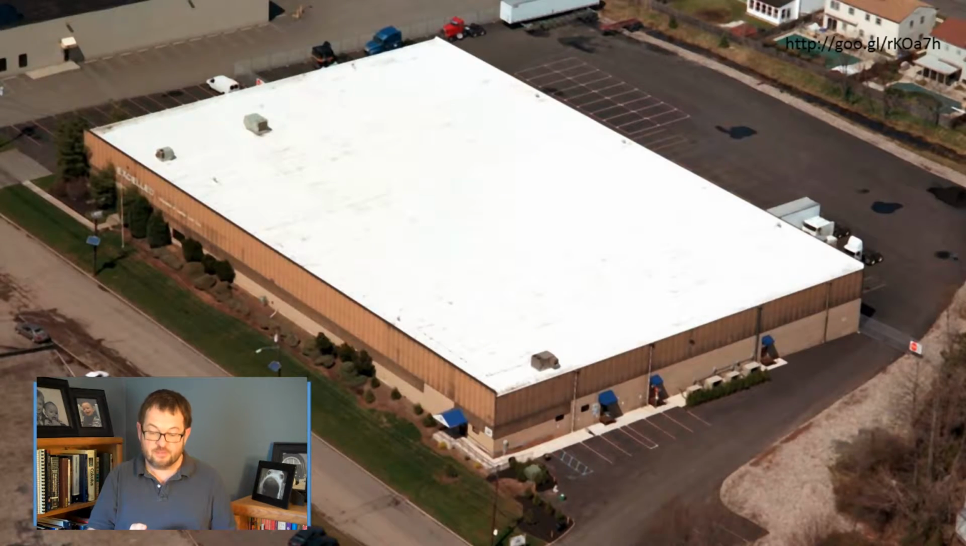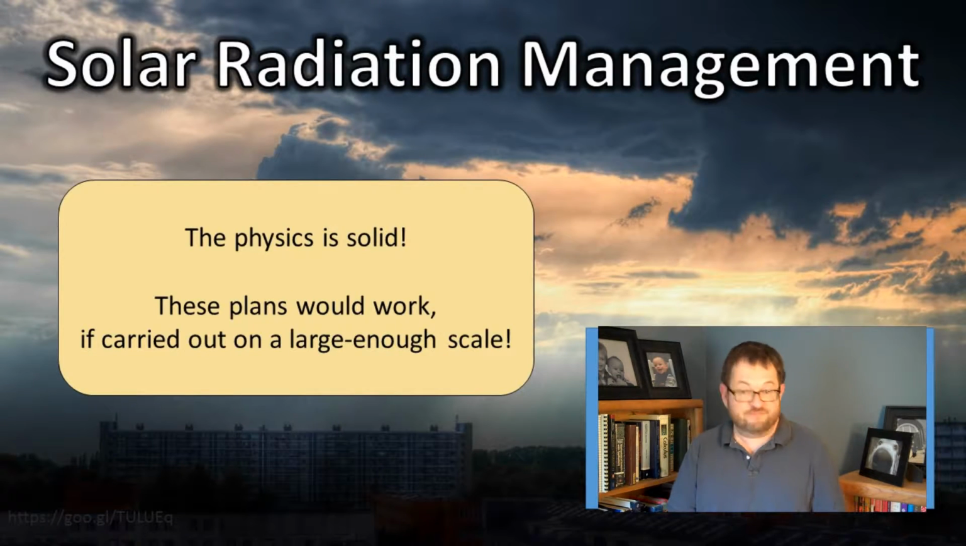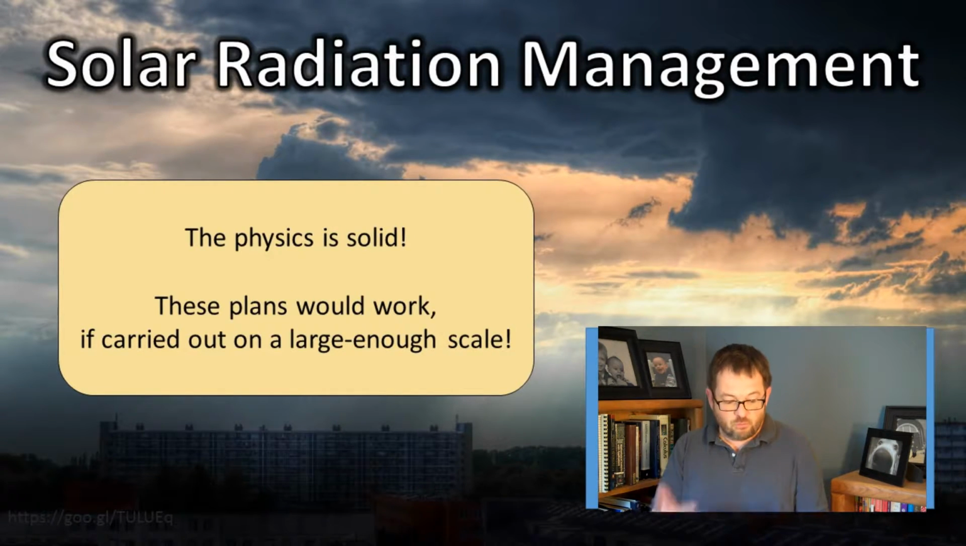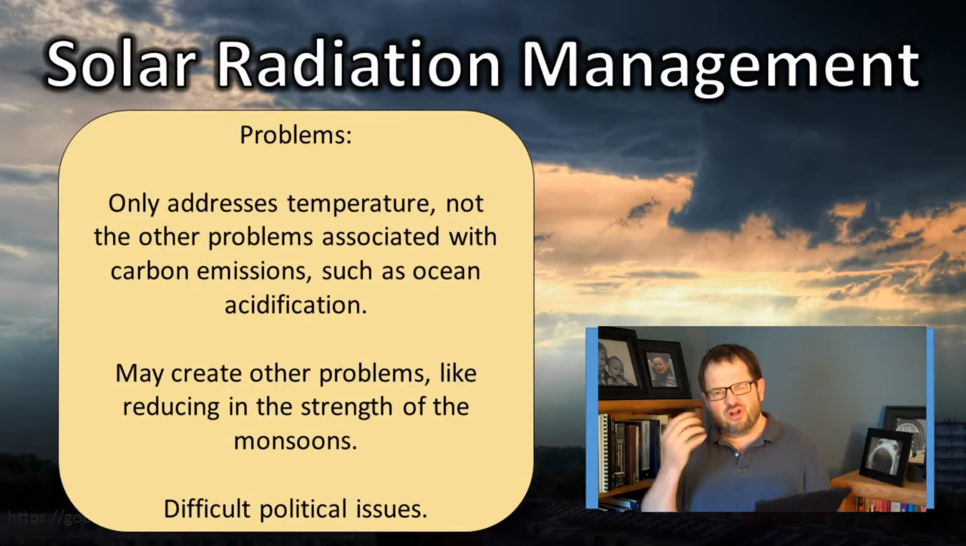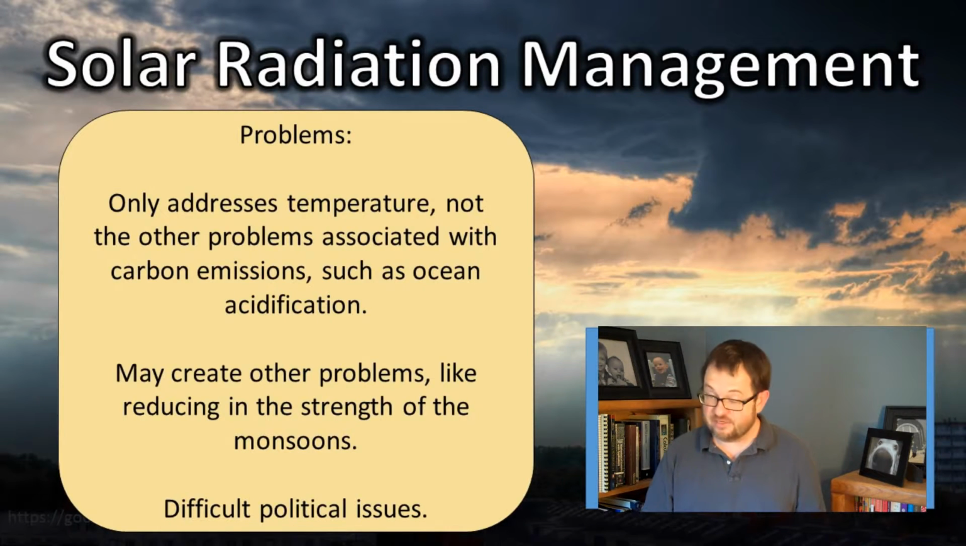This would really work. All of these solar radiation management strategies would work. The physics is undeniable. They'd have to be carried out on a large enough scale, but they would work. But they all have problems. I mean, they're only, for example, addressing temperature. But temperature is not the only problem associated with carbon emissions. For example, ocean acidification. This doesn't do anything associated with that.